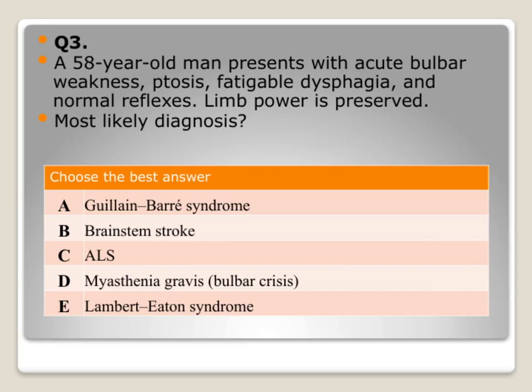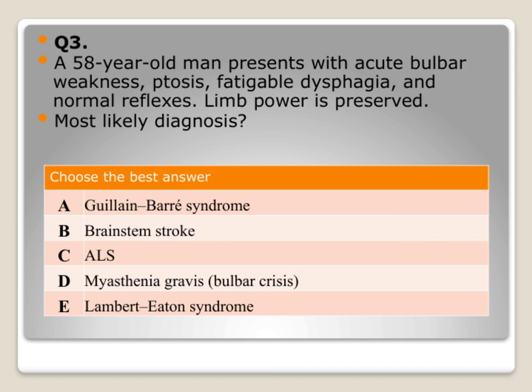Let's take a closer look at this question. We have a 58-year-old man presenting with acute bulbar weakness, ptosis, fatigable dysphagia, and importantly, normal reflexes. His limb strength is preserved. Now, these features are quite characteristic and guide us toward the most likely diagnosis.